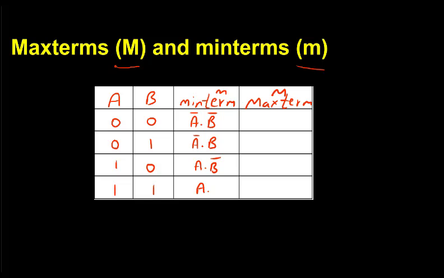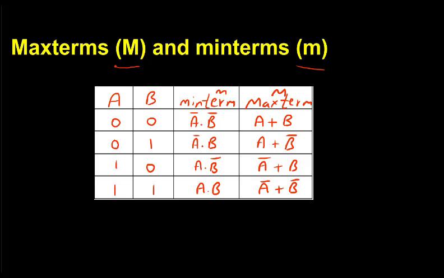Now how to get the max term? Max term is entirely opposite of min term. Here we have a bar, so here we will have a. Here we have the dot, the AND, so here we will have the OR sign; dot becomes plus, and b bar becomes b. Then we have a plus b bar, then a bar plus b, and finally a bar plus b bar. So these are the max terms and min terms.